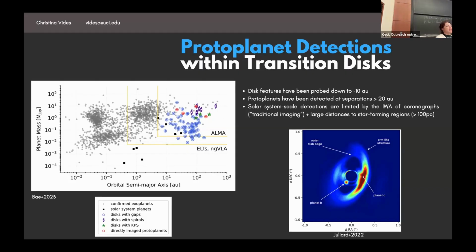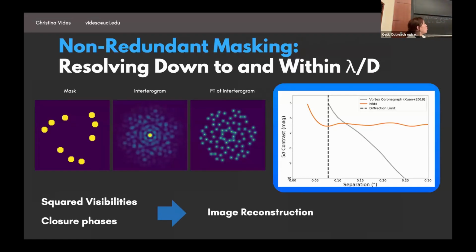But having direct imaging data of protoplanets and transition disks is very valuable for understanding the timescales on which planets form and how planet-disk interactions affect the circumstellar environment. One observational tool that we can use to overcome these observational challenges is non-redundant masking, or NRM. NRM is an aperture masking technique where we place a mask in the pupil plane of a telescope and it converts it into an interferometric array.